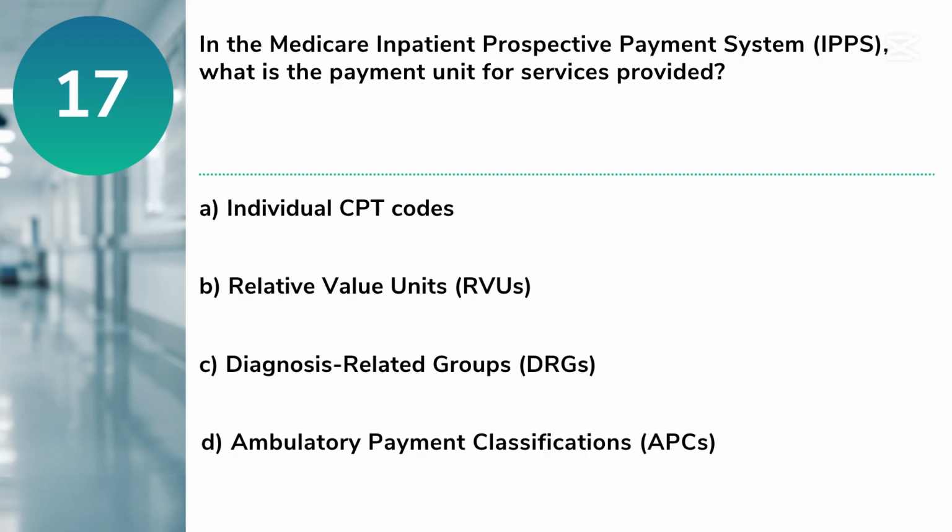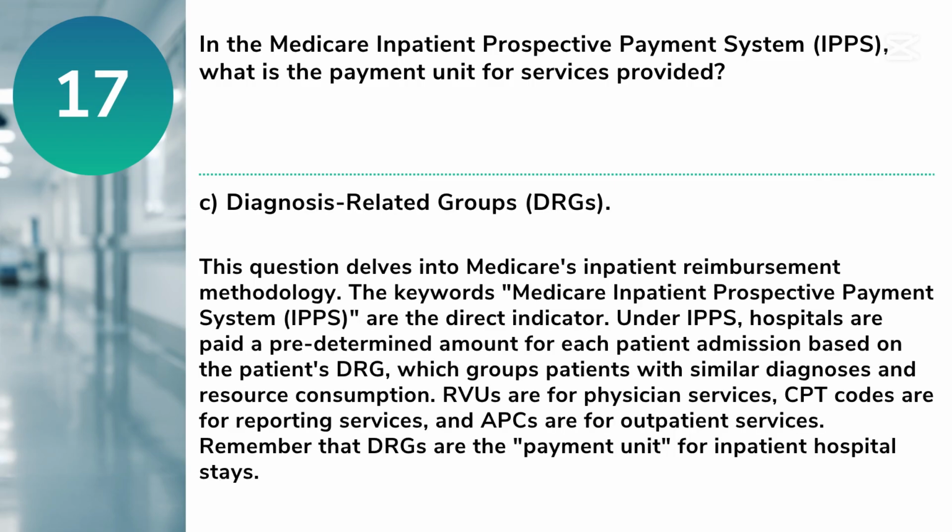Question 17. In the Medicare Inpatient Prospective Payment System, IPPS, what is the payment unit for services provided? A. Individual CPT codes. B. Relative value units, RVUs. C. Diagnosis-related groups, DRGs. D. Ambulatory payment classifications, APCs. Answer: C. Diagnosis-related groups, DRGs.